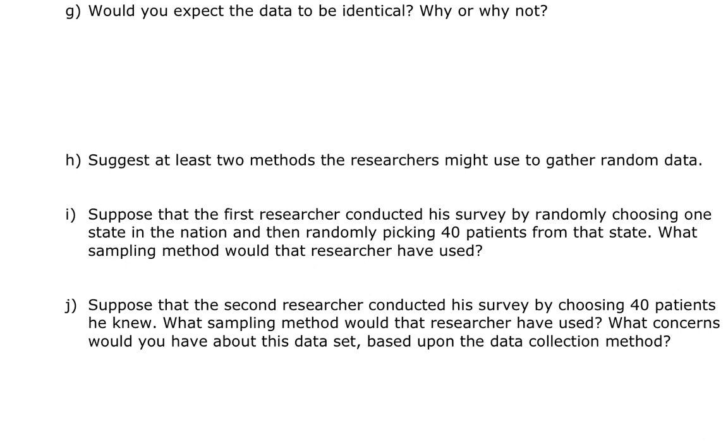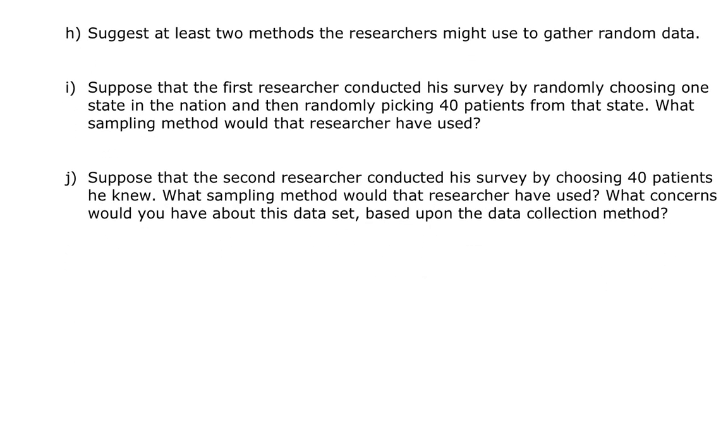Suggest at least 2 methods the researchers might have used to grab the random data. Well, we can take a simple random sample from each group. That's one way. We can assign a number to each patient and use a random number generator to select each patient. We could do it that way. Suppose that the first researcher conducts a survey by randomly choosing one state in the nation and then randomly picking 40 patients from that state. What sampling method would he have used? He would have used simple random sampling method.